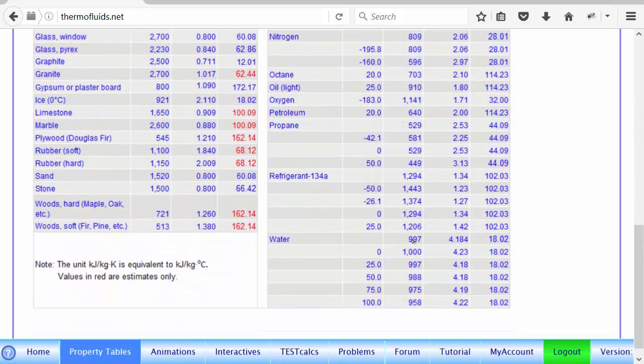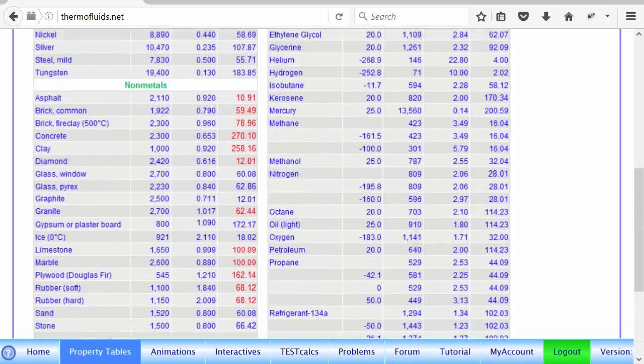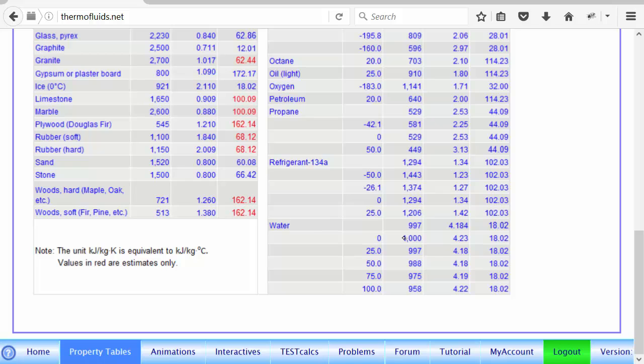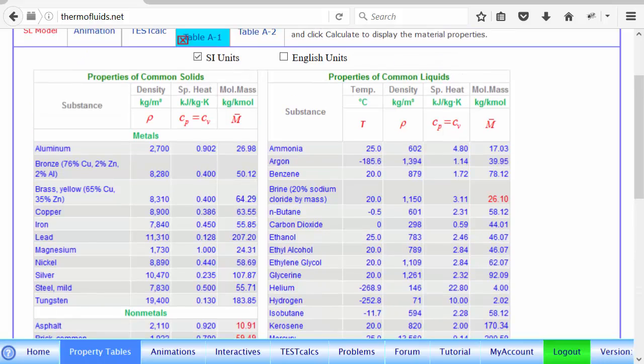Notice water is given at several different temperatures, with different values, but generally it's standard to assume water density to be about 1000 kg per meter cubed; rho is in the second column. It's assumed constant in the SL model. Here, the variation of water density with temperature is given, but whatever value you pick, your answer will not vary much.